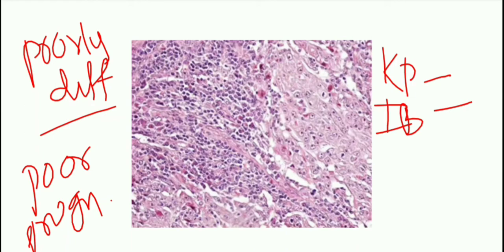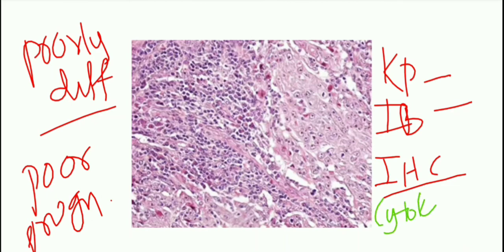But how can you then make sure, or how can you confirm this? By doing immunohistochemistry. What are the markers present? Cytokeratin, and also P40 and P63 will be positive. So remember, keratin pearls and intercellular bridges will be absent, and what is present is cytokeratin will be positive in immunohistochemistry, and also P40 and P63 will be positive.